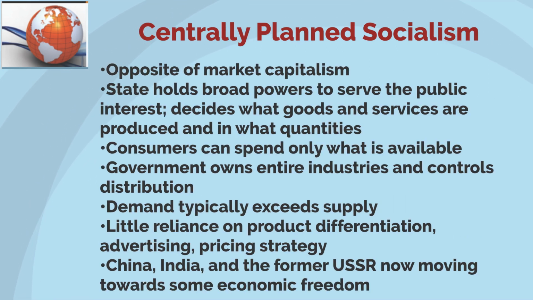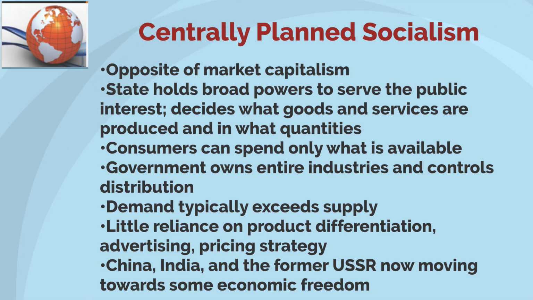Centrally planned socialism. Marxism is a vanquished economic system. For decades, China, the former Soviet Union, and India used this economic system. All these countries now have economic reforms that have some degree of market allocation and private ownership. It is the opposite of market capitalism.